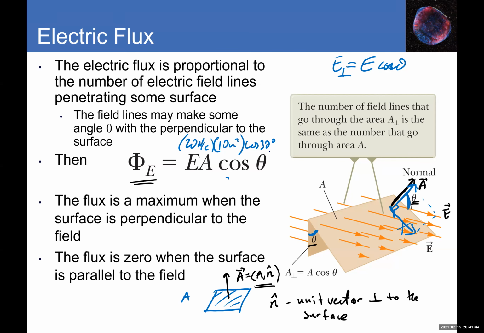Flux itself is a scalar quantity. Okay. That means it doesn't really have any direction. So it has a maximum value, it has a minimum value, let's say zero. It also can have a negative value, as we're going to see. But the idea here is that electric flux as a quantity is proportional to the number of electric field lines penetrating some surface. If there are no electric field lines penetrating the surface, then you can say that electric flux is zero. Okay. So you can write that the flux is zero when the surface is parallel to the field.